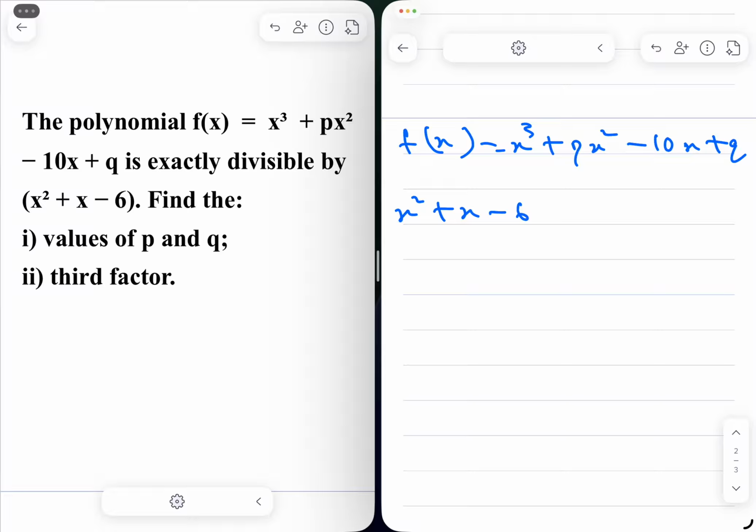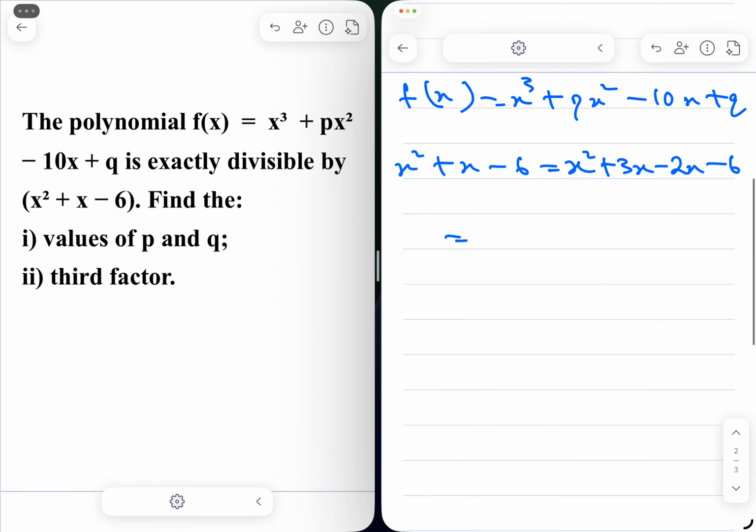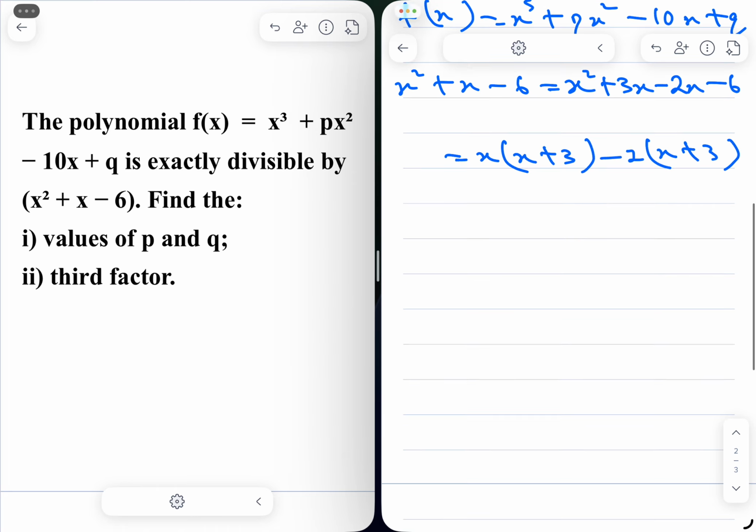Now, if x squared plus x minus 6 is a factor of f of x, that simply means if you divide f of x by x squared plus x minus 6, the remainder will be 0. Now, let's factorize x squared plus x minus 6. That will be x squared plus 3x minus 2x minus 6, which is equal to x into brackets x plus 3 minus 2 into brackets x plus 3. And that means x minus 2 times x plus 3.